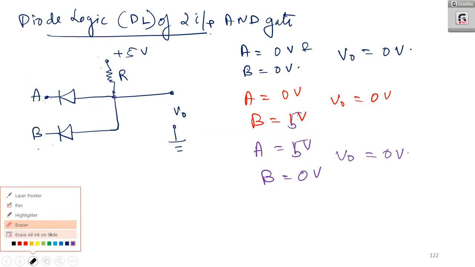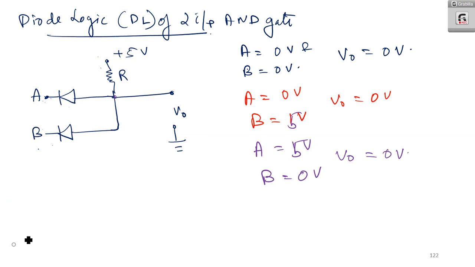Next case is: I am keeping A as 5 volt as well as B as 5 volt. So A is 5 volt, B is also 5 volt. In this case what happens? These two diodes D1 and D2 will get reverse biased.